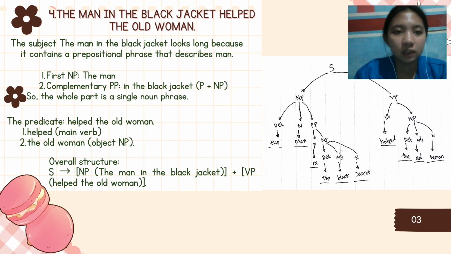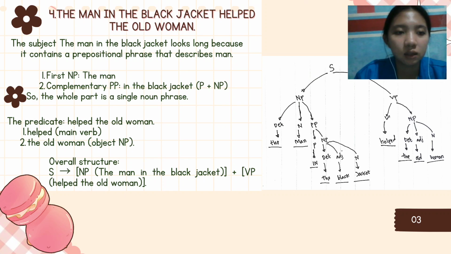4. The man in the black jacket helped the old woman. The subject, the man in the black jacket, looks long because it contains a prepositional phrase that describes man. First, the noun phrase is the man. The second is a complementary prepositional phrase, in the black jacket, P plus NP. So the whole part is a single noun phrase.